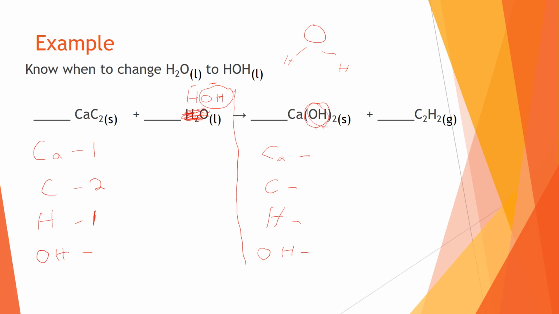Okay, because remember, I'm not even going to look at it like this. I have 1 hydrogen right here. And then how many hydroxides do I have on this side? I have 1 hydroxide, because I'm going to keep the OH together. Now on this side, I have 1 calcium.